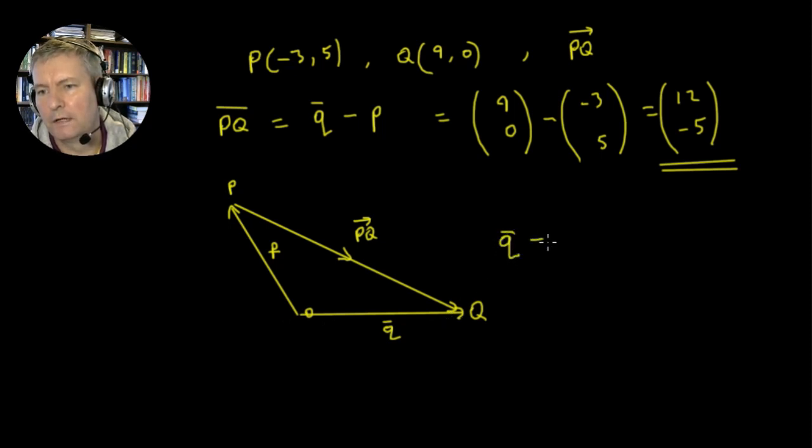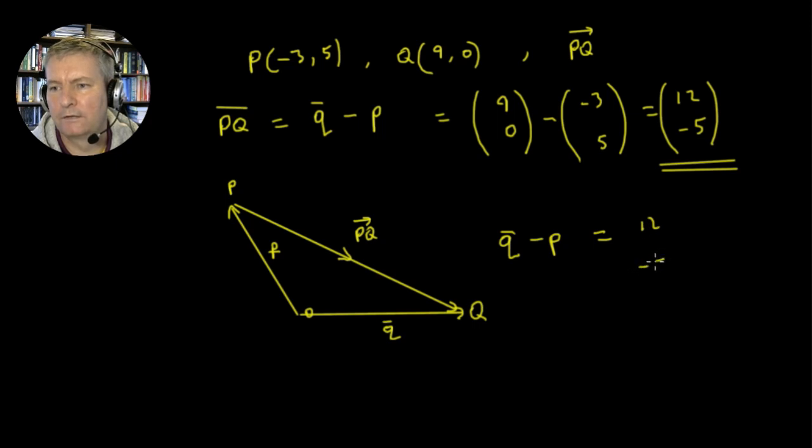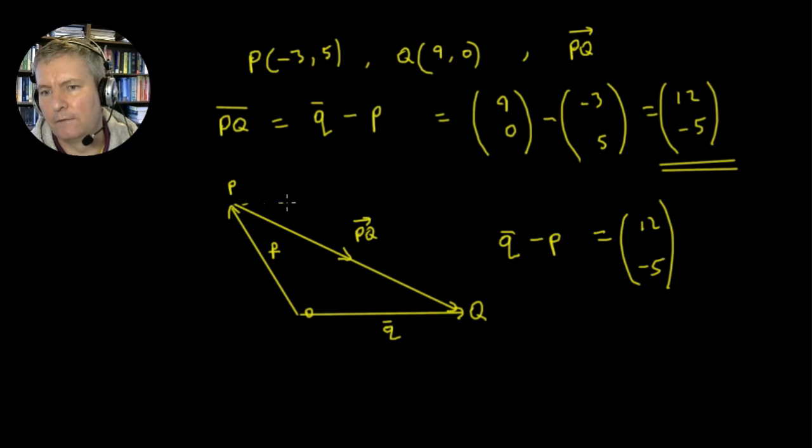But Q minus P is simply going to be equal to 9, 0 minus minus 3, 5, and that's going to give us the value 12, minus 5. And you can see here that this vector is going to be coming along a value of 12, and we're going to be going down a value of minus 5, and that will give us this vector PQ.